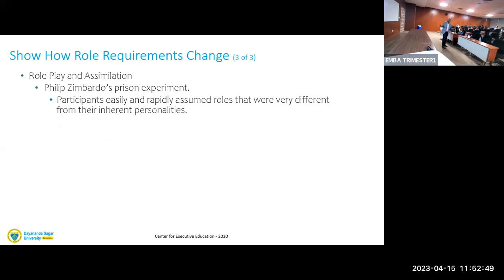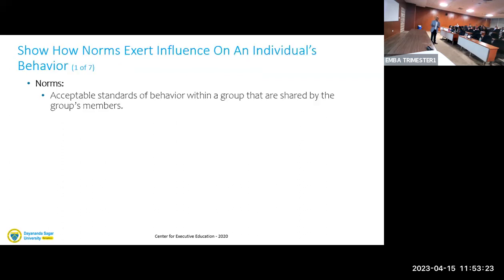Yeah. Role conflict. Okay, Zimbardo's prison experiment, we talked about it. Participants easily and rapidly assumed roles that were very different from their inherent personality. Under normal circumstances, you're a normal good guy. You're a kind person. You feed the stray dog. But when I made you a prison guard, you went and beat up your classmates. Which was unnerving. And Zimbardo actually got the shock of his life. He stopped the experiment after about 5-6 days. Actually, it was supposed to go on for 2 weeks.